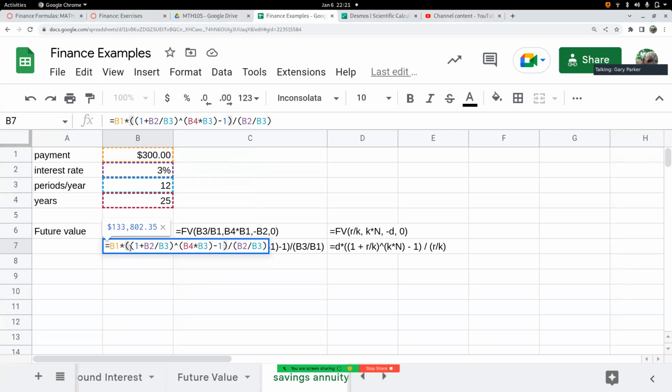Inside that parentheses, we need another parentheses for the base of the power. The base is always 1 plus the periodic rate. Periodic rate is always the yearly rate divided by the periods per year. The power is always the number of years times the number of periods per year. And in this case, we divide by, and the parentheses are necessary here for the denominator, the periodic rate, which is the yearly rate divided by the number of periods per year.